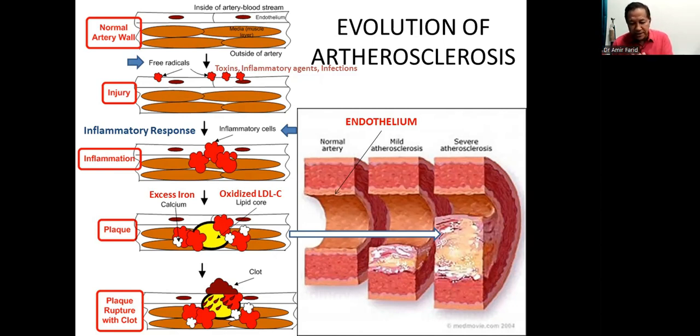Okay, if you understand that, then you can understand why there is no simple relation between high cholesterol and heart disease, because there are other factors, and the most important factor here is damage and inflammation to the endothelium.